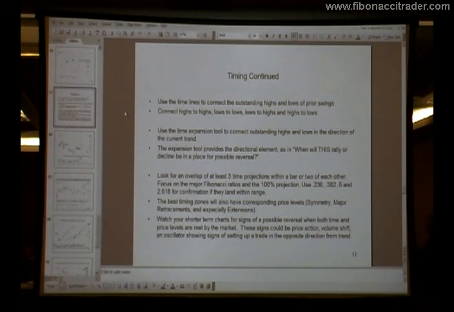Best timing zones will also have corresponding price levels, just as I showed you in those couple of examples. Really, timing standing on its own is interesting, but what you really want to find is a time and price level coming together at the same time. In other words, one of those price clusters, or a key extension from a large swing. Watch your shorter-term charts for signs of reversal.